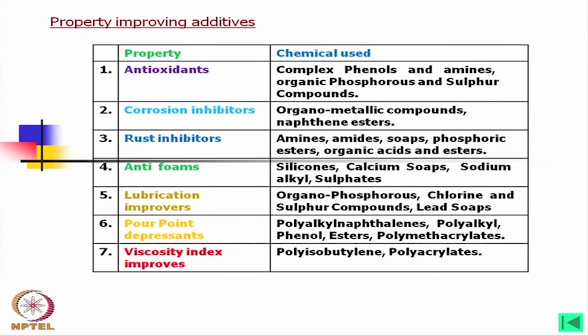Now, I have already mentioned that properties of fluid can be improved by additives. We cannot take just the mineral oil for the application in fluid power, particularly looking into all the properties I have discussed, along with that the life. First property, antioxidant. For that, complex phenols and amines, organic phosphorus and sulfur compounds are used.